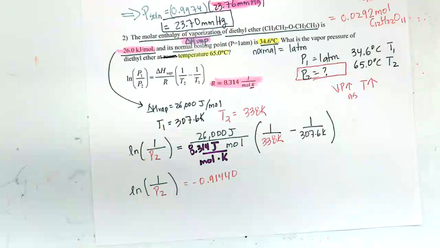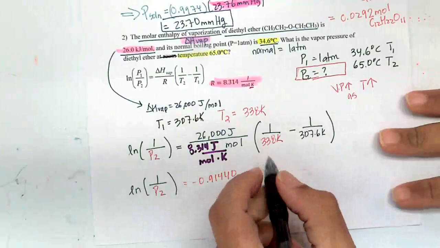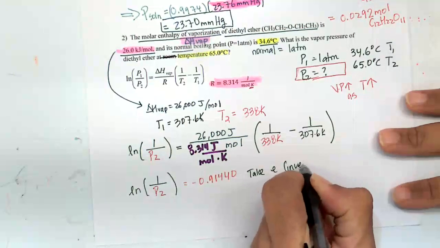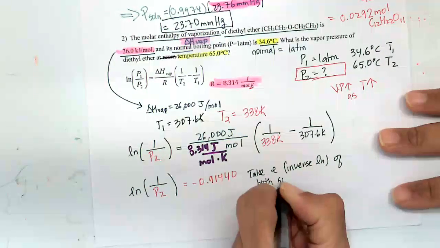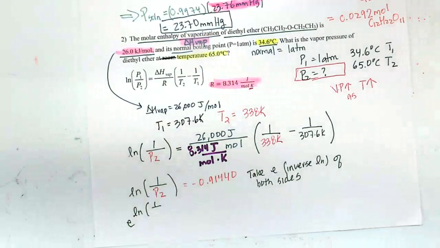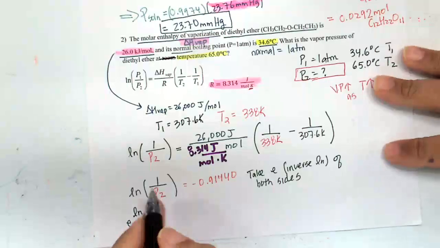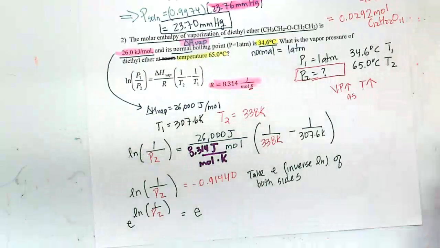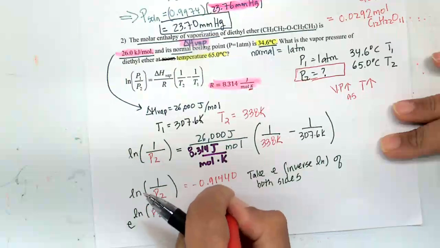E. That's right, E. Okay, so on our calculator, whatever calculator you have, we will take the inverse natural log of both sides of the equation. Okay, so e to the power of natural log 1 over P2 is going to equal e to the power of minus 0.91440.